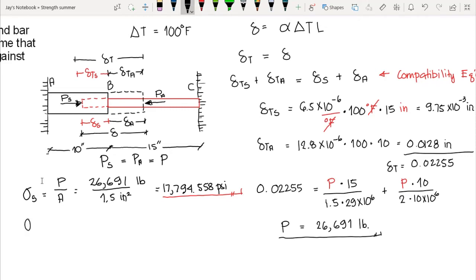Now for the stress in aluminum, we have 26,691 over 2, that is in pound square inch. So we have 13,345.918 PSI. So this is the stress in aluminum.